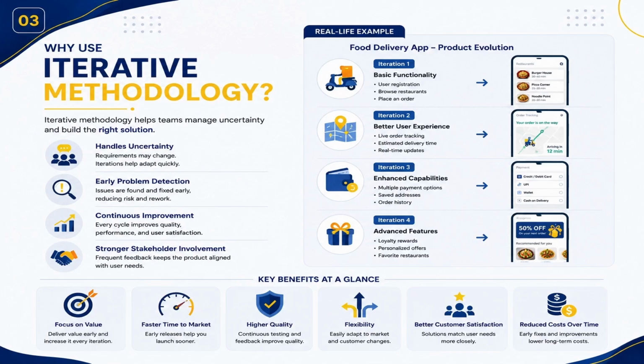For example, look at the food delivery application shown here. The first version only allows users to place orders. Later, features like live tracking, multiple payment options, and personalized offers are added step by step. This helps organizations deliver value early, identify problems faster, and continuously improve the customer experience.